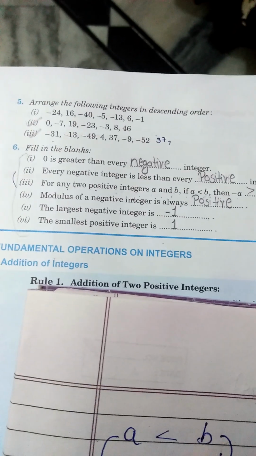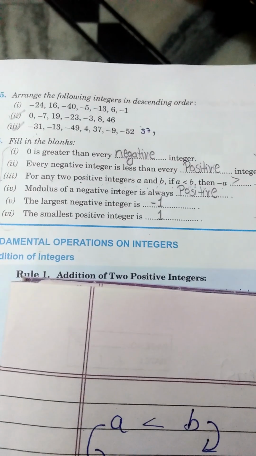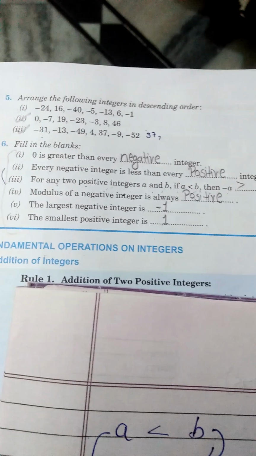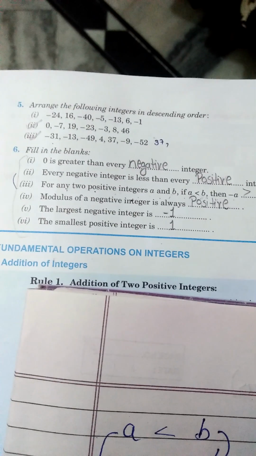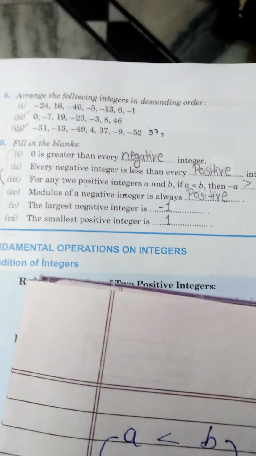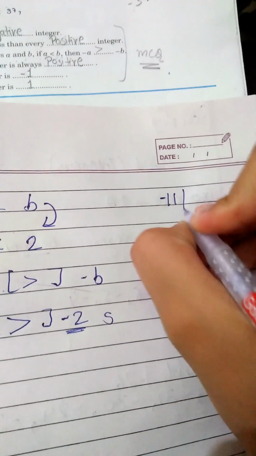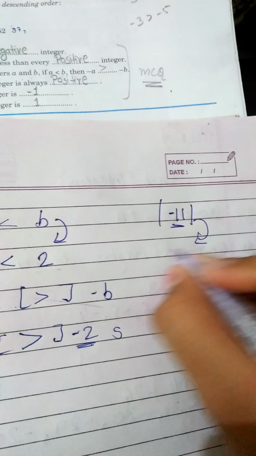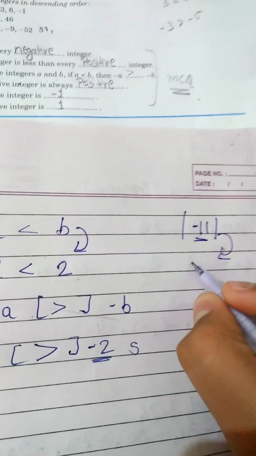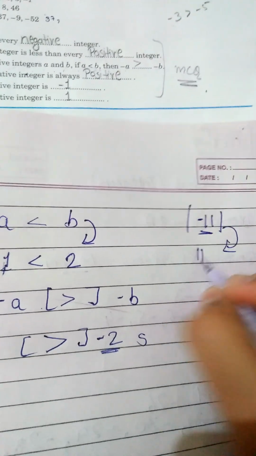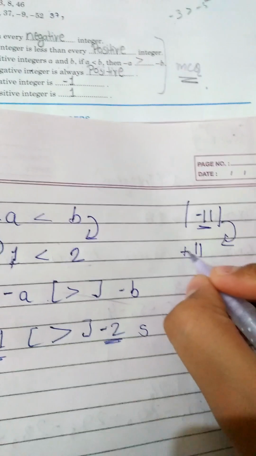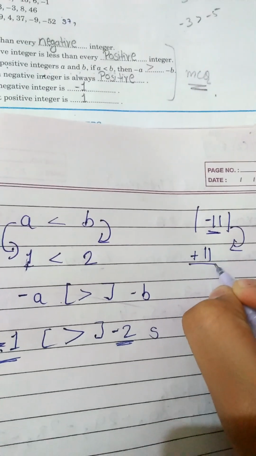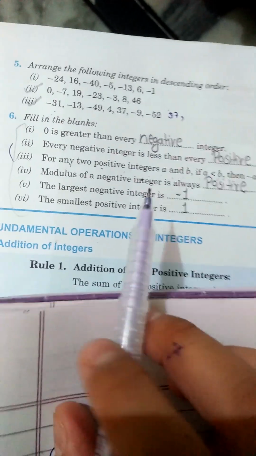so the fourth question is, modulus of a negative integer is always positive. I also tell you that the modulus of a negative integer, like in that question minus 11, after solving it becomes only 11, and only 11 means plus 11 means positive 11, and the negative becomes positive.